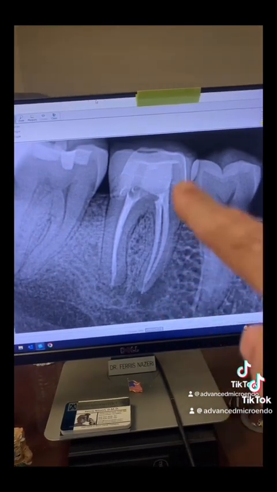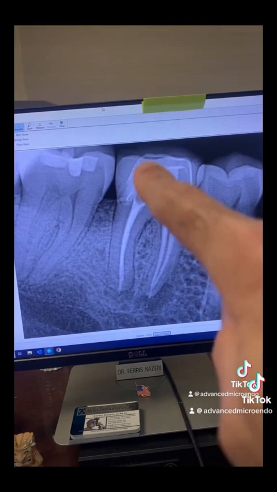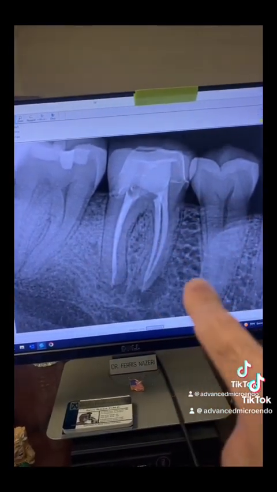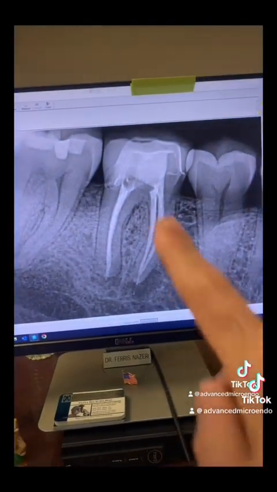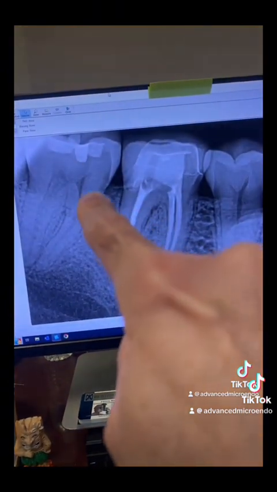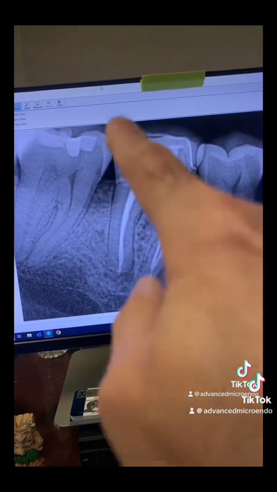So as you can see, tooth number 30, there's a crown. Is that a fiber post maybe? Previous root canal, you can see a periapical lucency here and here. Tooth was tender to percussion and palpation. Look at that. That was a 6mm pocket. There's a food pocket here.